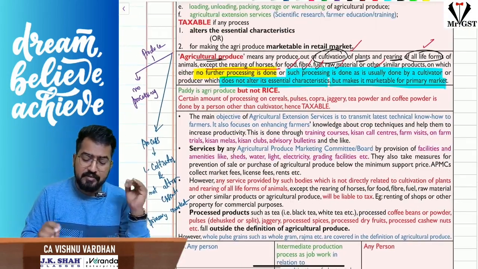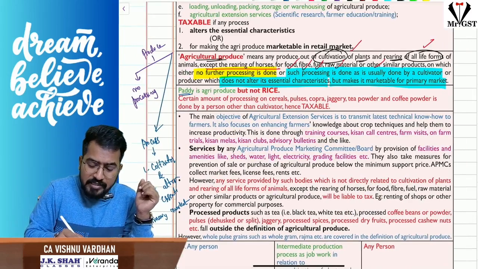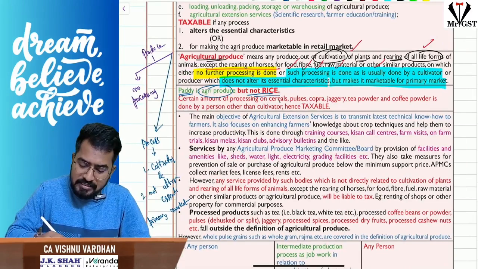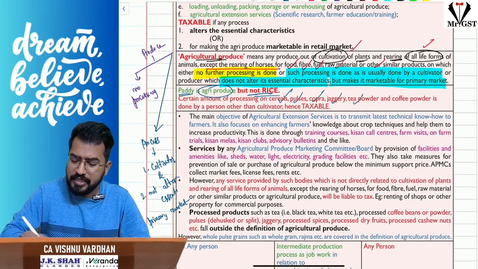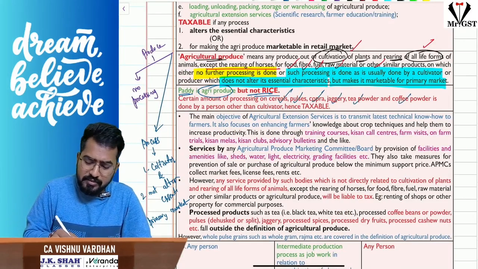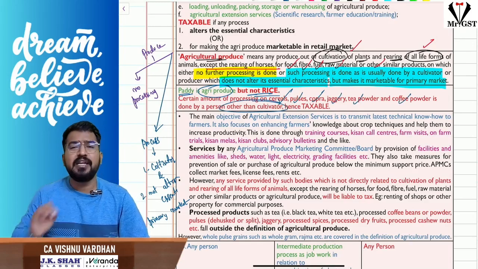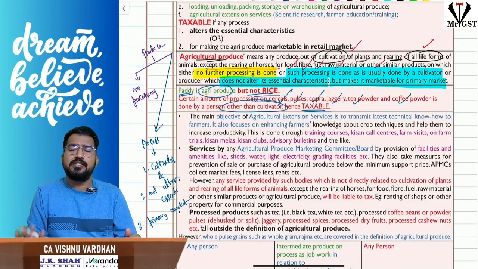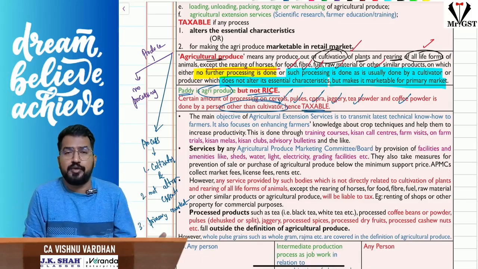That is the reason why, sir, paddy is an agricultural produce but not rice. Sir, there are so many things like cereals, pulses, copra, jaggery, tea powder, coffee powder, all these things which are done by a person other than the cultivator. So you cannot call them an agricultural produce. Hence they are taxable. Hope it is clear for you.